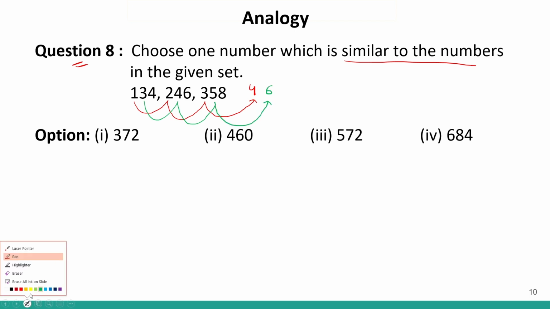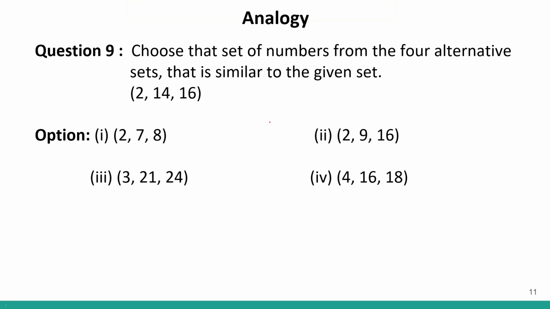Correct? Then I see 4, 6, 8. So 4, 6, 8 are what? Even numbers. So the next even number after 8 is 0. Correct? The next even number after 8 is 0. So the number will be 460, which is given in option number 2. So option number 2 will be the correct answer to this question. Okay? Now, moving forward to question number 9.